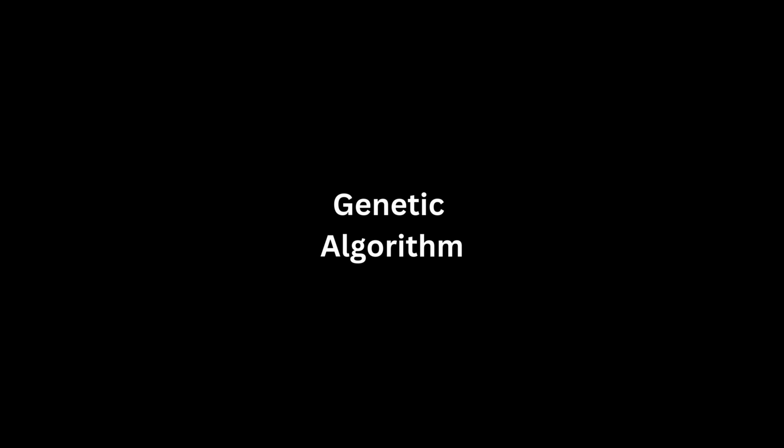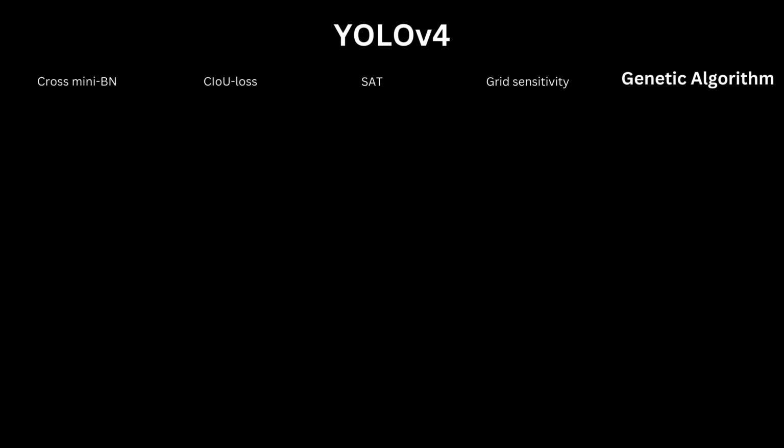Let's proceed further in our bag of freebies list to cover the last one, which is genetic algorithm. In the paper, the authors of YOLOv4 mention that they use genetic algorithm to find the optimal hyperparameters. Here is what happens in it. We start with initial hyperparameter values. So these would be learning rate, augmentation probabilities, and so on. Then we evolve these hyperparameter choices over k generations, typically k being somewhere in the range of 100 to 300.